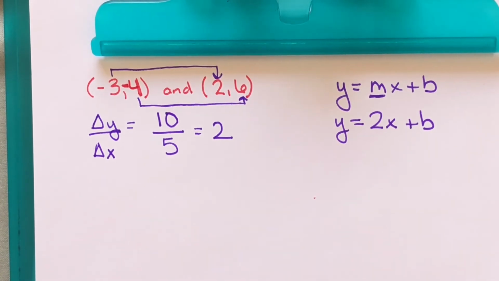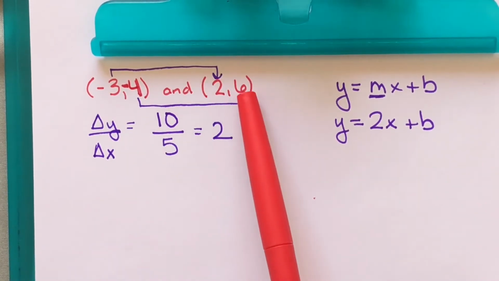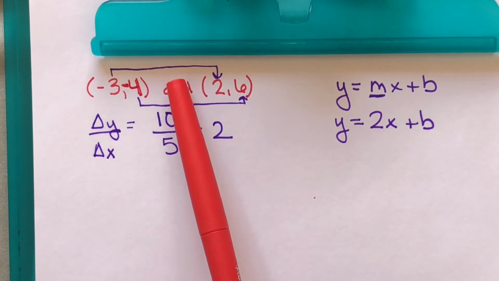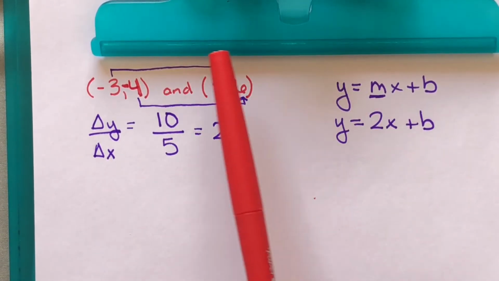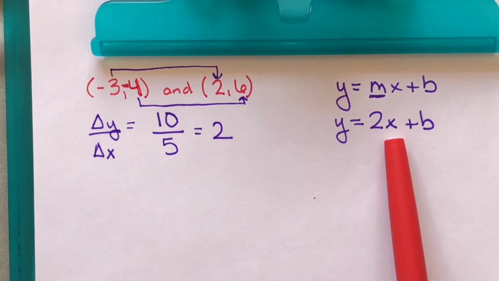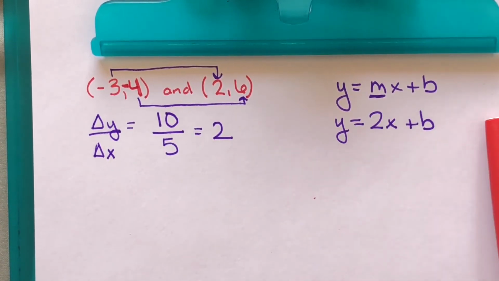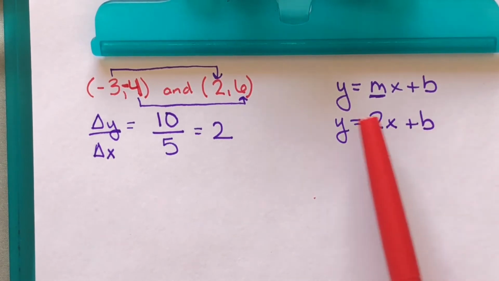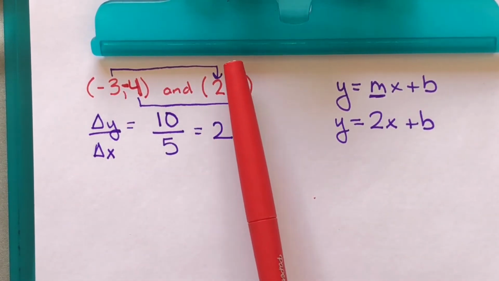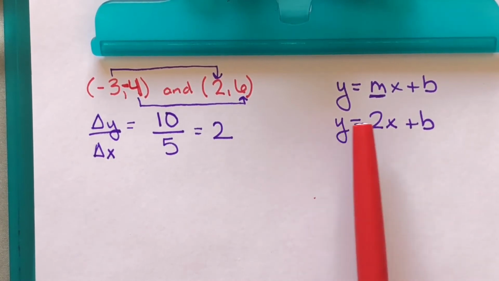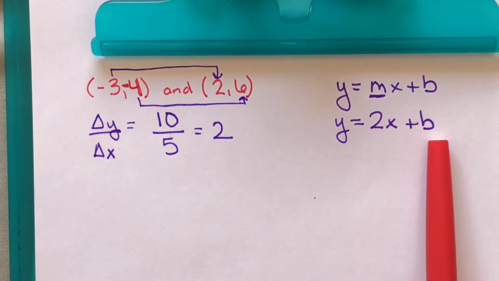So now I know the slope, and I need to calculate the y-intercept. So remember that these points fall on the line of this equation, which means they're solutions to this equation, which means that if I were to plug the values into the equation, I should get a true statement. We are going to use this information to help us solve for b. So I'm going to pick one of these points to plug into the equation for x and y, and then solve for the piece I still don't know, which would be b.